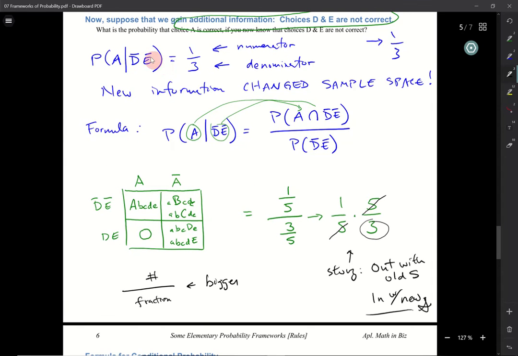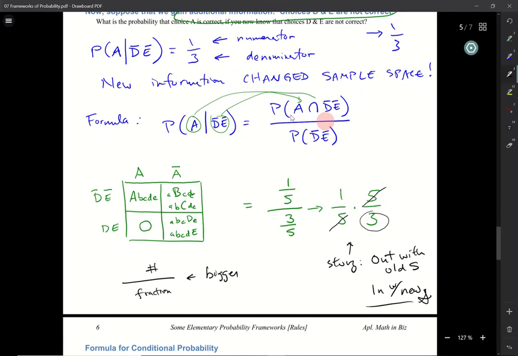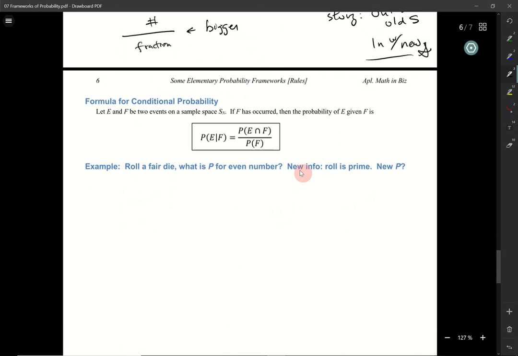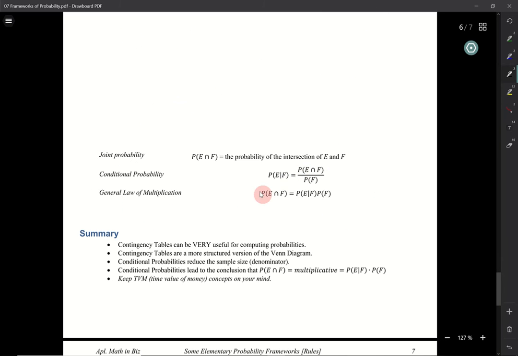Don't get so hung up on it, just remember that this is called conditional probability. When you have additional information, sometimes it changes the probabilities. And we want this formula because it has the intersection involved. What we really need going forward is that when you have a union, you add. When you have an intersection, you multiply.